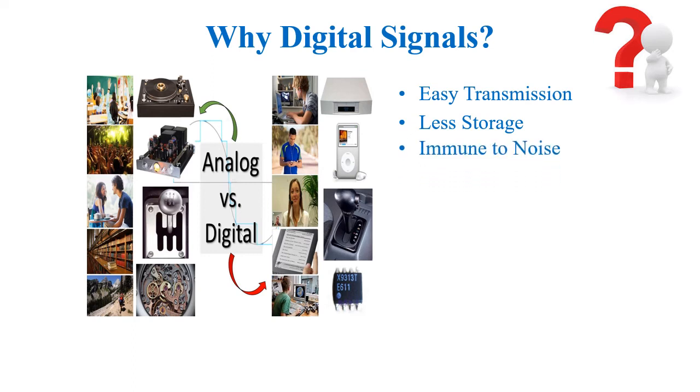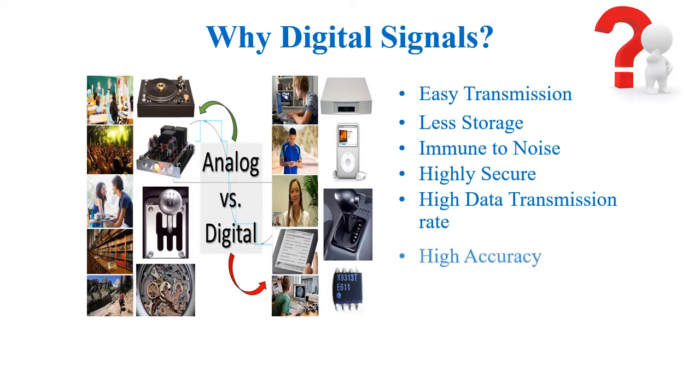And the third advantage is immunity to noise. Even when the digital signal is corrupted, it can be cleaned up easily. And the fourth one is high security. We can encrypt the digital signal, but this provision is not provided for analog signals. Obviously, the speed of transmission will be high for digital signals when compared to analog signals.